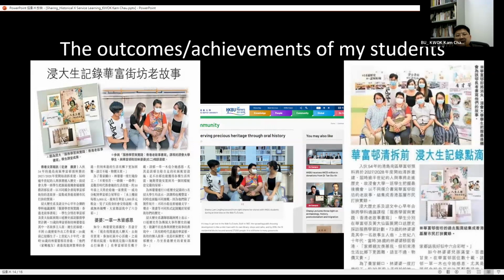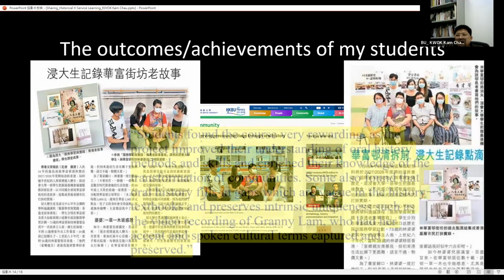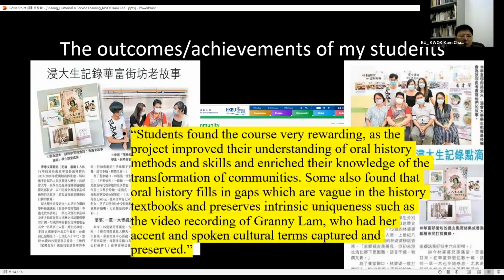According to the news report, students found the course very rewarding, as the project improved their understanding of oral history methods and skills, and enriched their knowledge of the transformation of communities. Some also found that oral history fills the gaps in history textbooks and preserves uniqueness, such as the video recording of Granny Lam, one of the seniors, who had her essence and spoken cultural terms captured and preserved.